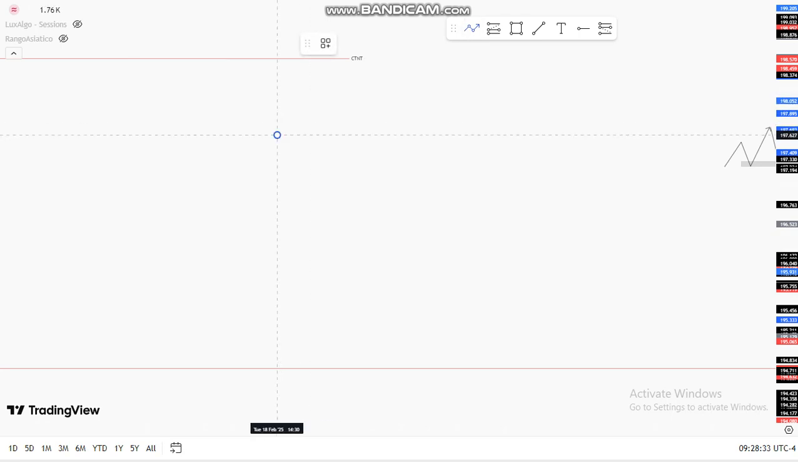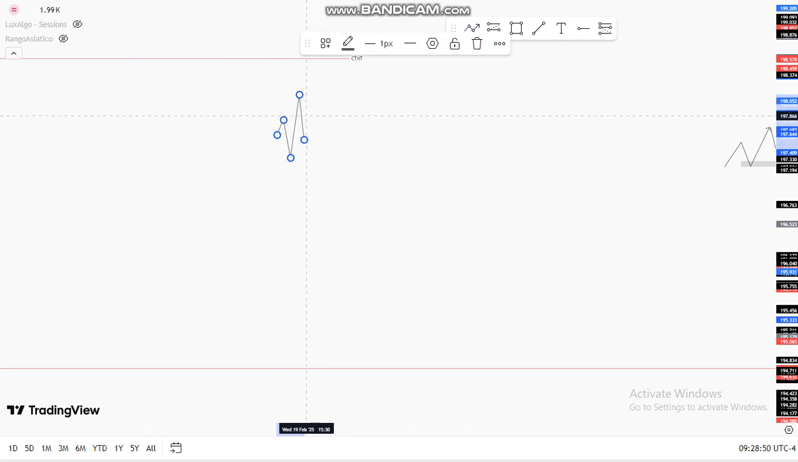Now what's a range? A range is just a QM level. And what's a QM level? A QM level is when market sweeps liquidity, makes a break of structure, and then returns back. So this is a range low. I can call this a range low because if you look at this, liquidity was swept at this level.